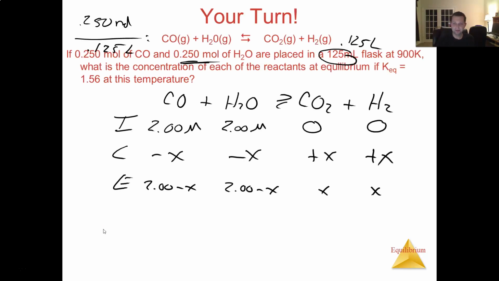Let's see how we did. I'm going to go to a blank slide here and work it out this way. So if you did the quadratic, that's fine. You could have done it here, but students always want to jump right into that because now they try to use it for everything. But let's just go back to the basics here real quick. Let's write our Keq expression. So the Keq value is 1.56.